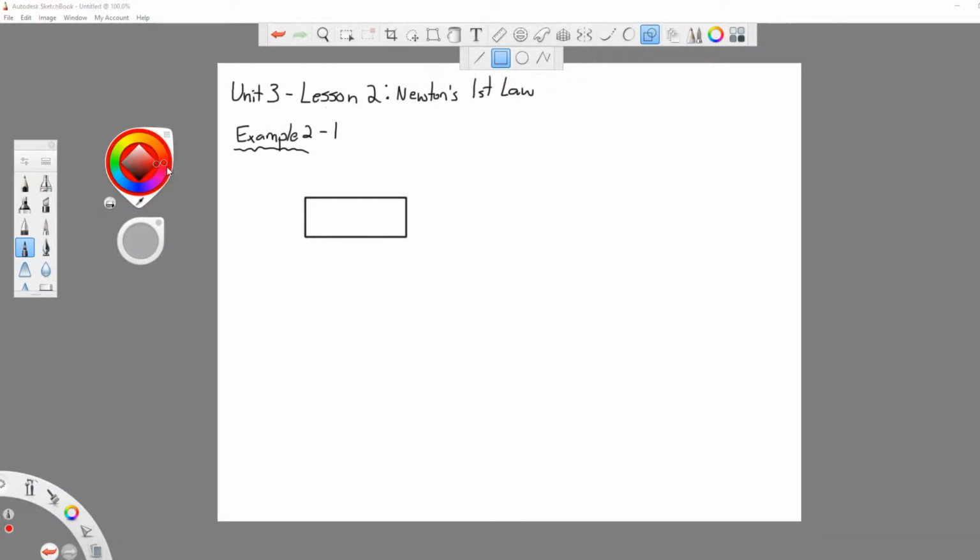So here we have an object, and it's got a couple forces acting on it. It's got F1 over to the left here. It's got F2 over to the right. And I'll give those a quick label. F2 is equal to 100 newtons. And F1 has 400 newtons. Okay.